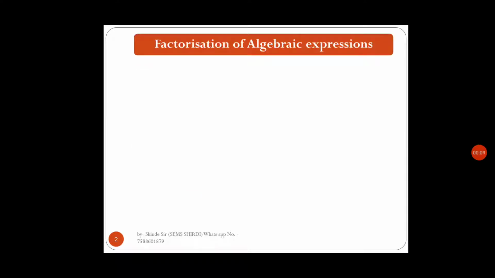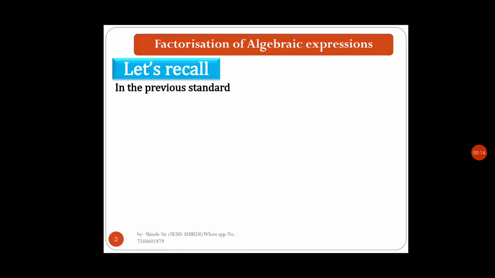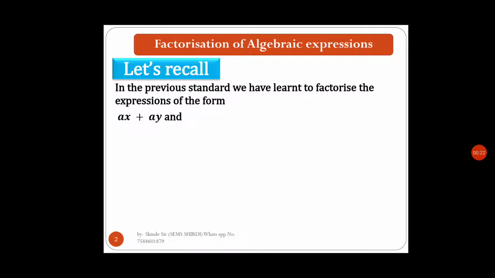Okay, let us start. Let us recall, in previous class standard we have learned to factorize the expansion of the form ax plus by and a square minus b square. The factorization of ax plus by is a into the bracket x plus y, and factorization of a square minus b square is a plus b into a minus b. Okay, now let us see some examples.